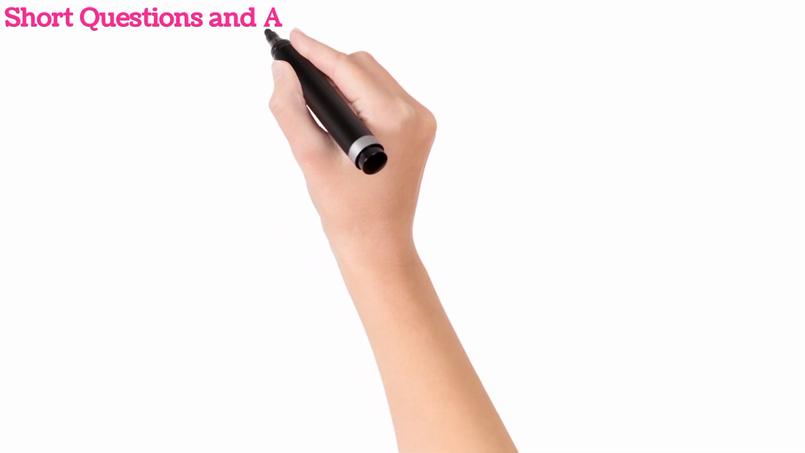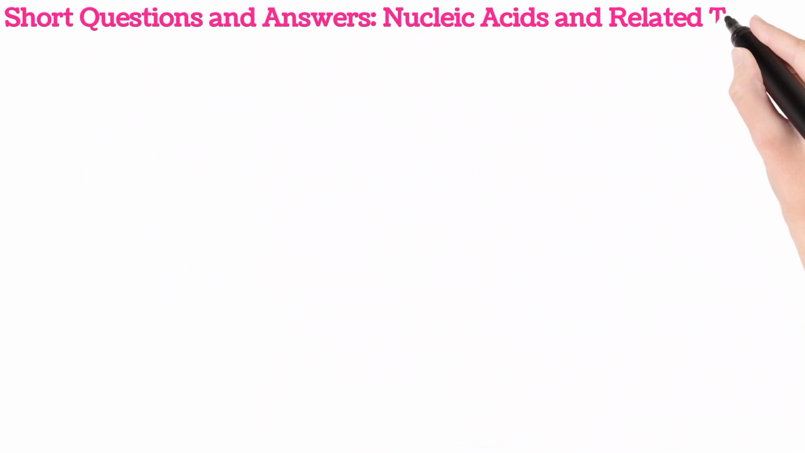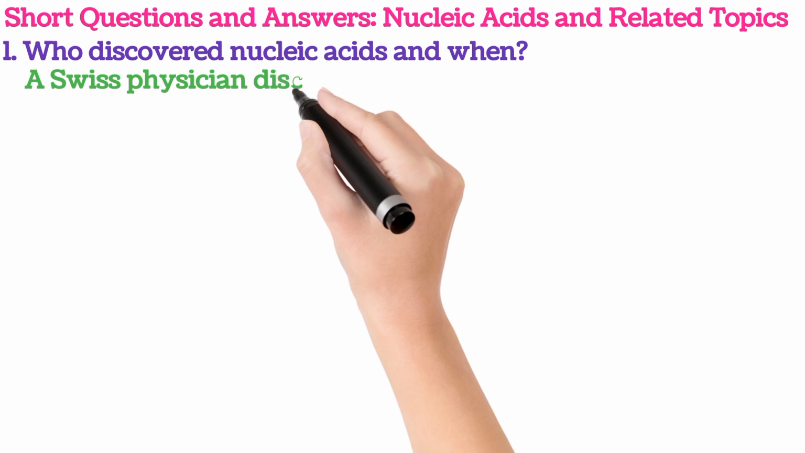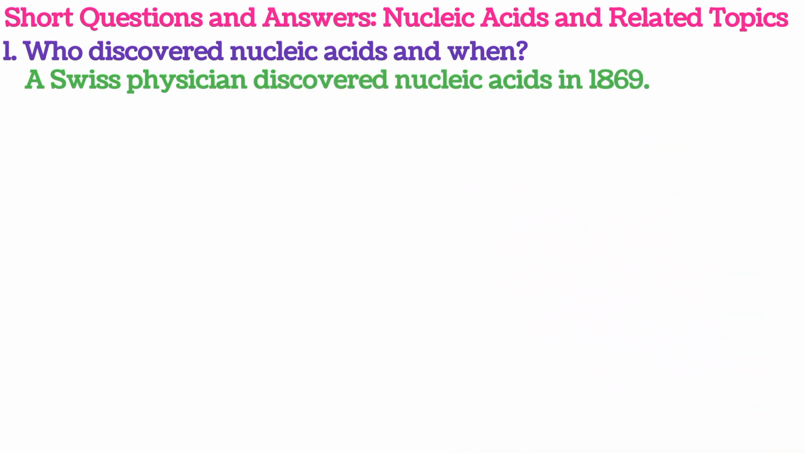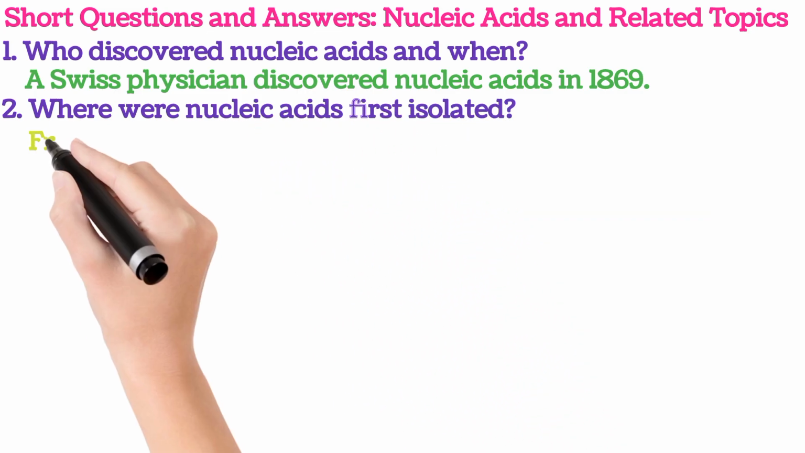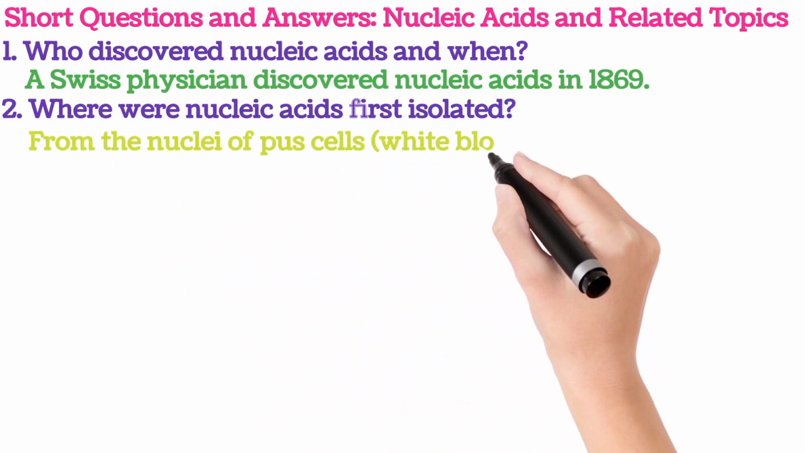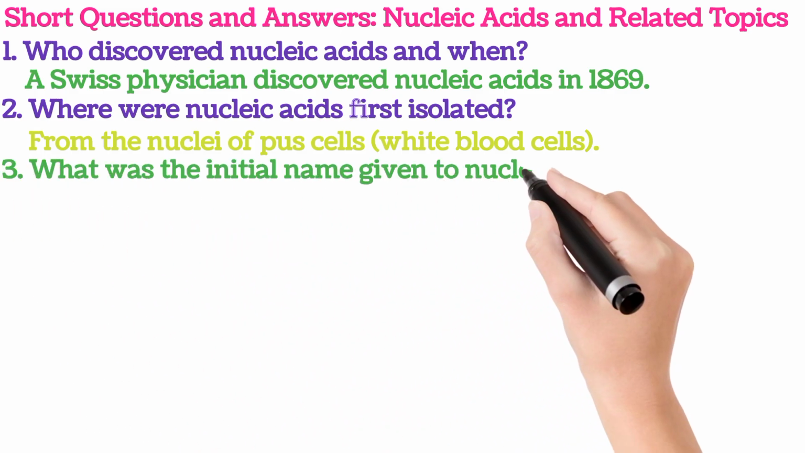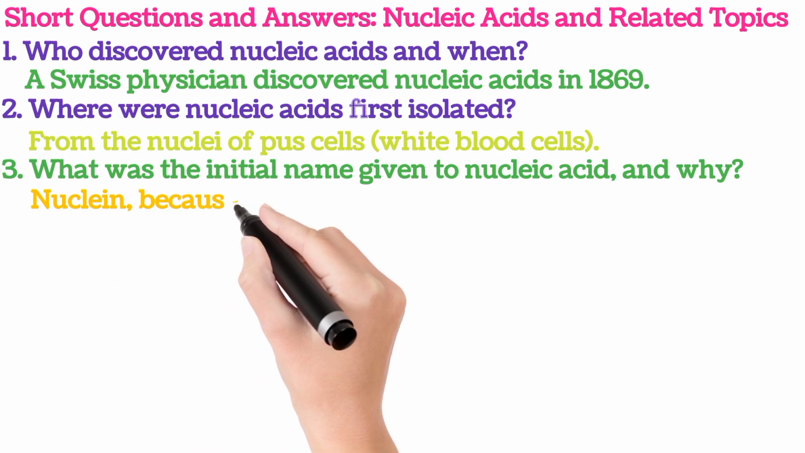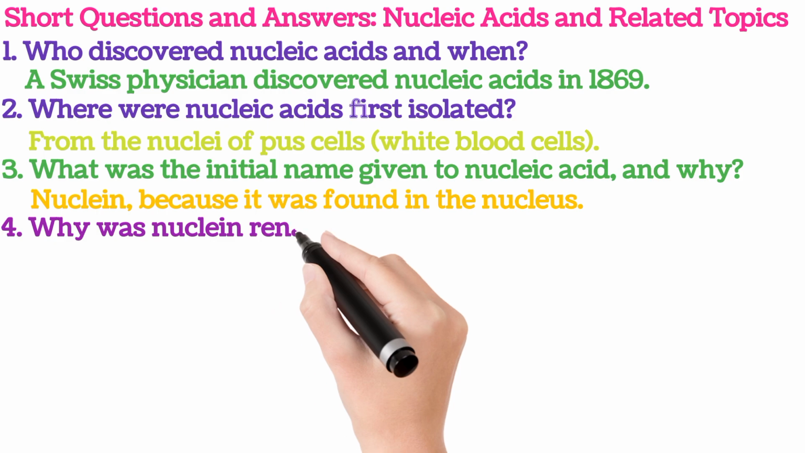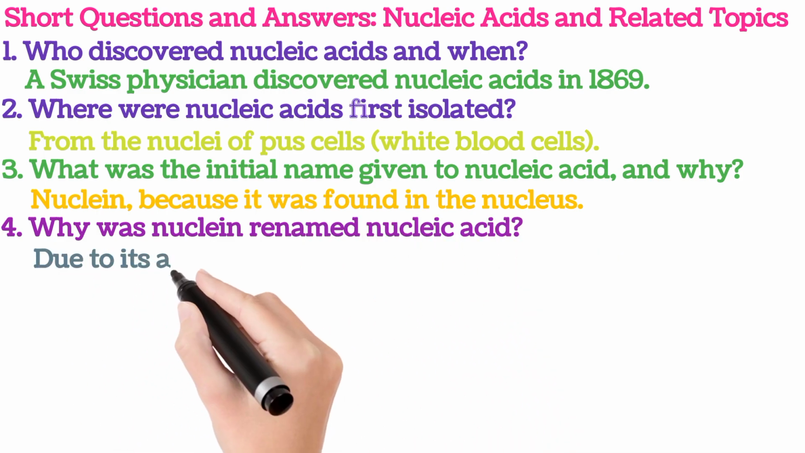Short questions and answers, nucleic acids and related topics. Nucleic acid. 1. Who discovered nucleic acids and when? A Swiss physician discovered nucleic acids in 1869. 2. Where were nucleic acids first isolated? From the nuclei of pus cells, white blood cells. 3. What was the initial name given to nucleic acid, and why? Nuclein, because it was found in the nucleus. 4. Why was nuclein renamed nucleic acid? Due to its acidic nature.